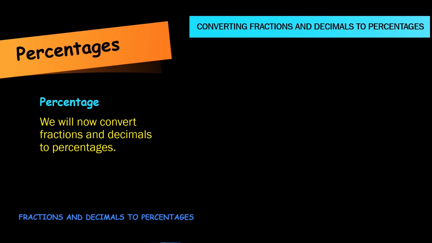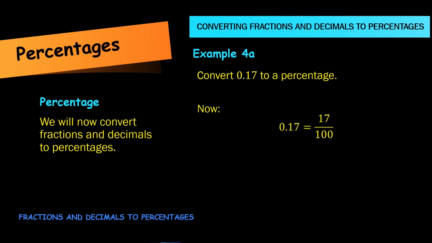Now let's examine how to convert decimals to percentages. Let's take a look at an example. Convert 0.17 to a percentage. From previous units, we know that 0.17 equals 17 over 100. Place the digits after the decimal in the numerator as shown. The decimal point acts like the 1 in the denominator, and the number of digits after the decimal point is the number of zeros we put in the denominator. We now have a value out of 100, and this is our percentage.